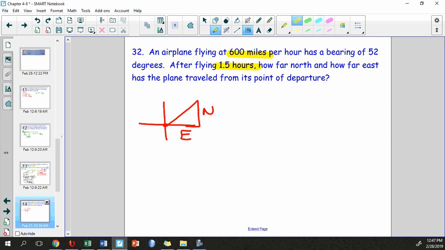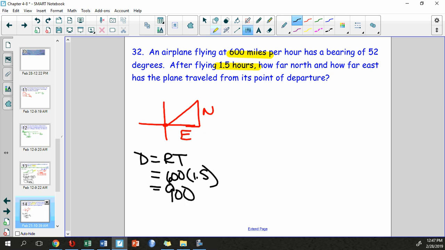What's the 600? It's the rate at which we're traveling. What's 1.5 represent? How long we're traveling. You know what that means to me? Distance equals rate times time, right? So the distance that I have to find, my rate is 600. My time that I'm traveling that rate is an hour and a half. So how far did I travel? 900 miles is what I traveled.